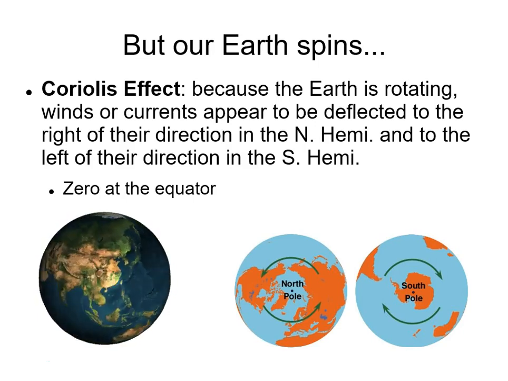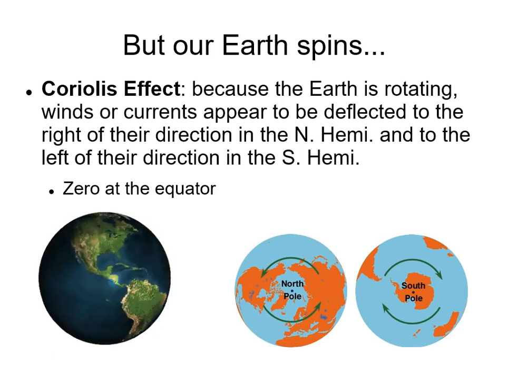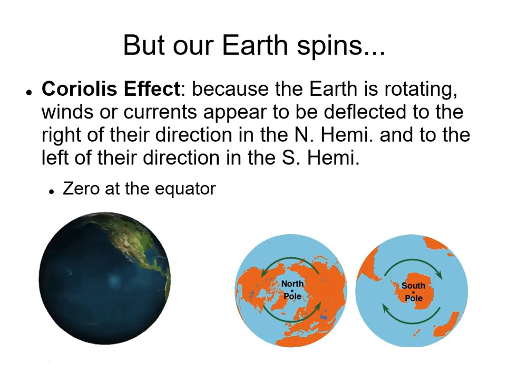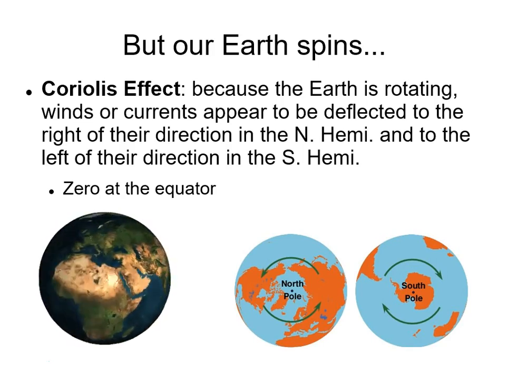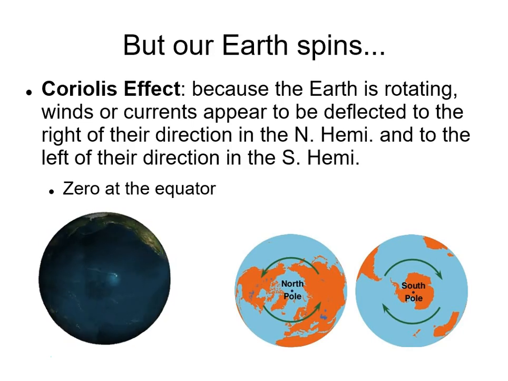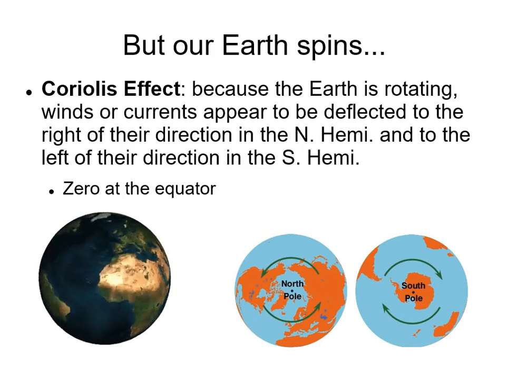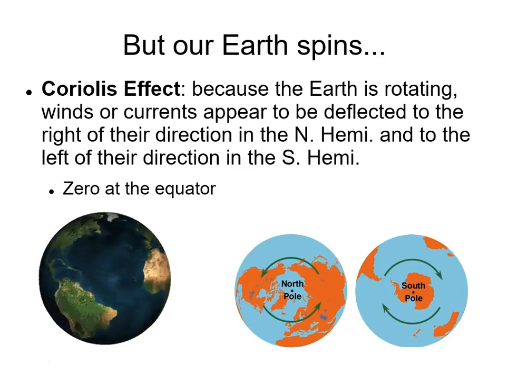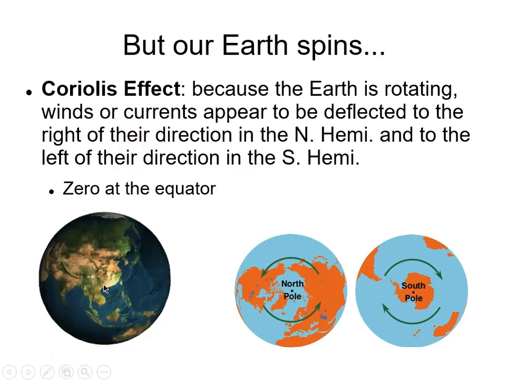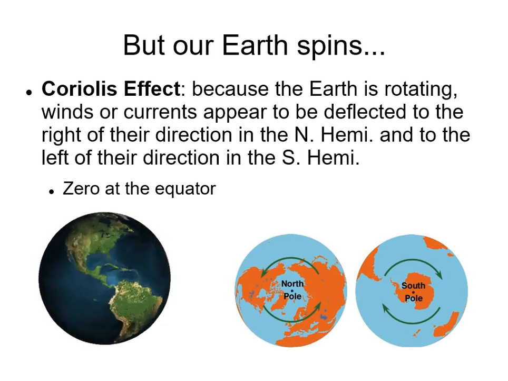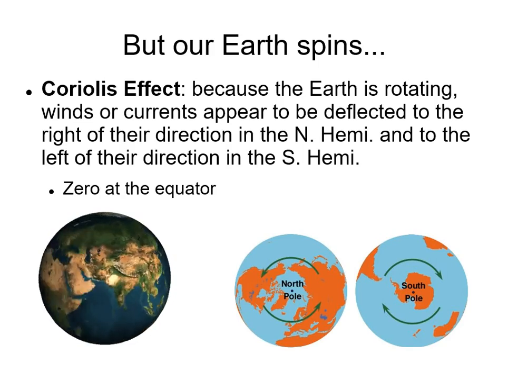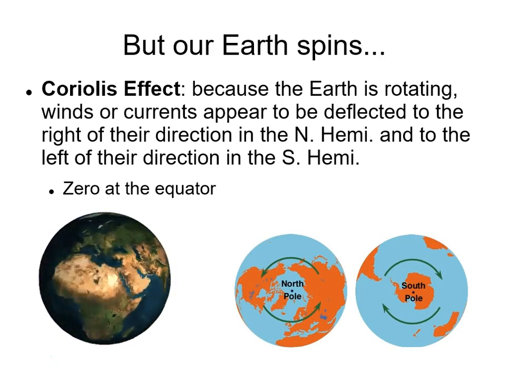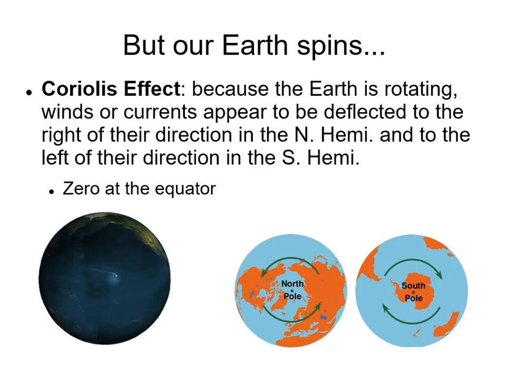Okay, so because our Earth spins, air gets deflected either to the right of its intended direction in the northern hemisphere, or if we're talking about the southern hemisphere, it gets deflected to the left of its intended direction. And at the equator, there's no Coriolis effect. All right, so here we can see our Earth rotating. And interestingly, when you think of the Earth rotating, it's rotating from the west to the east, right? You could say something like that.